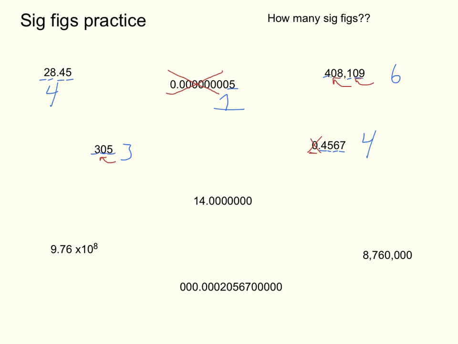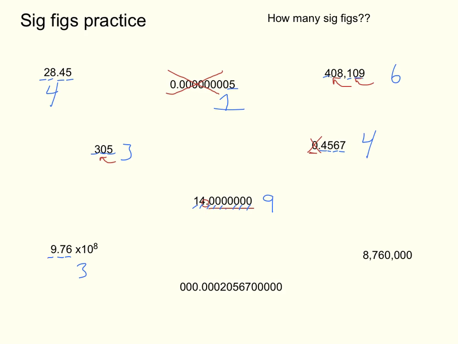Below that, 14.00000, a bunch of zeros. We have trailing zeros here. All trailing. They are only significant if there's a decimal place. Well, there is a decimal place right there. So they're all significant. So let's count them. We have 1, 2, 3, 4, 5, 6, 7, 8. We have 9 sig figs. Next example. Well, scientific notation. So all of them are significant. 1, 2, 3. There are 3 here.